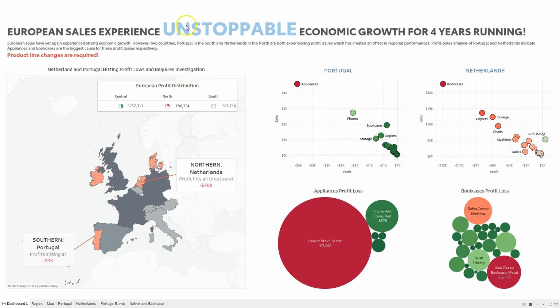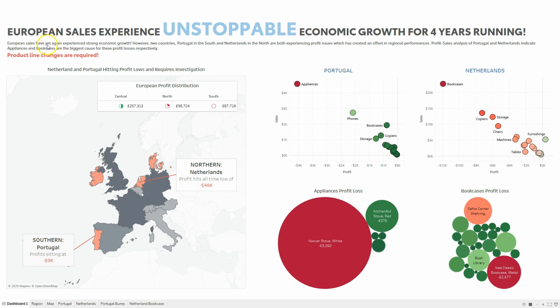So the headline says things are going good, 4 years of economic growth, which is fantastic. And then a little note: here's a summary of what you're about to read. Because I had to put myself in the seat of someone who's maybe not a Tableau designer, maybe management, someone reading it and going, okay, tell me the story.